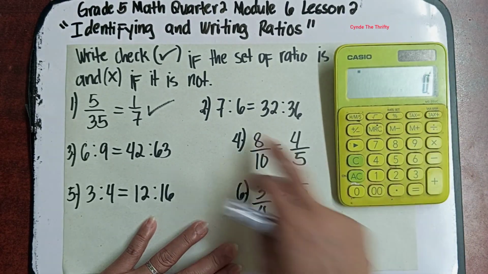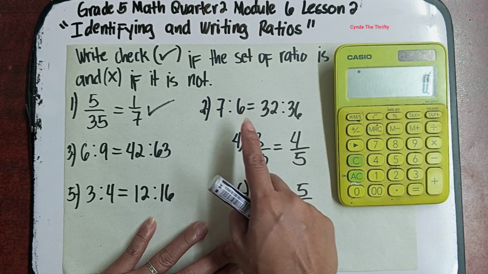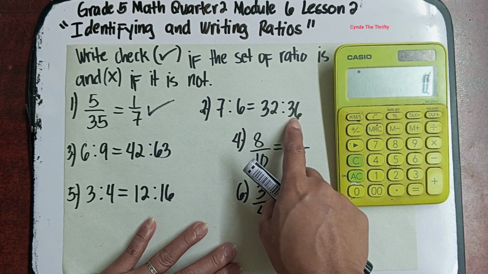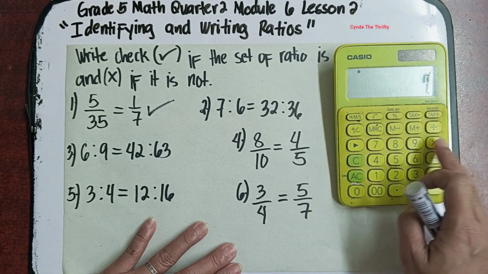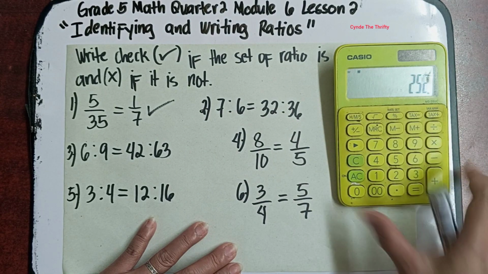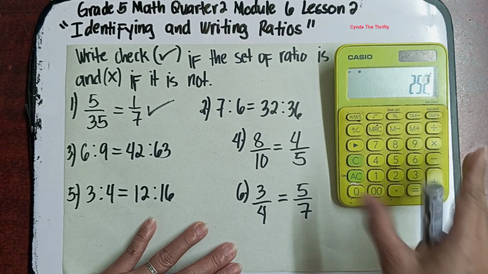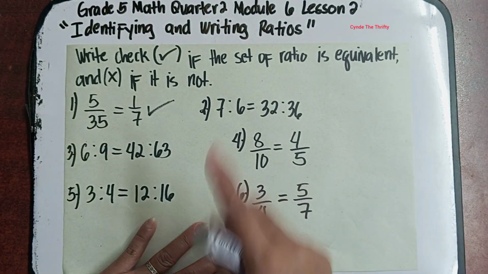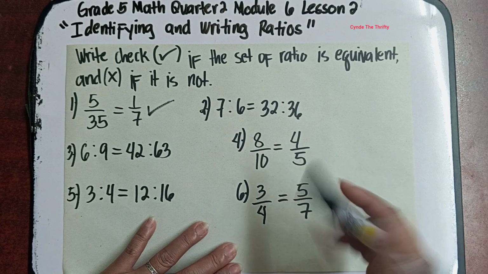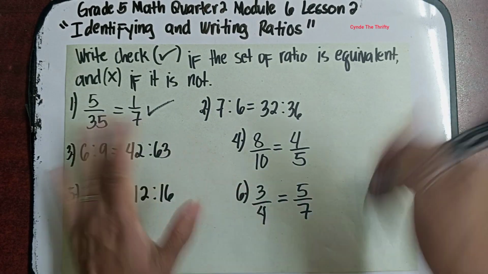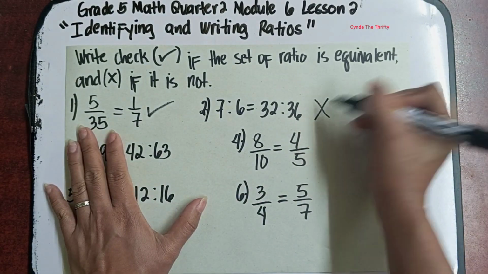And then, si extremes naman ang i-multiply natin. Si 7 at si 36. So, 7 times 36 is equal to 252. Equal ba silang dalawa? Hindi. Kasi si 252 at si 192 is not equal. So therefore, ang sagot natin sa number 2 is X.